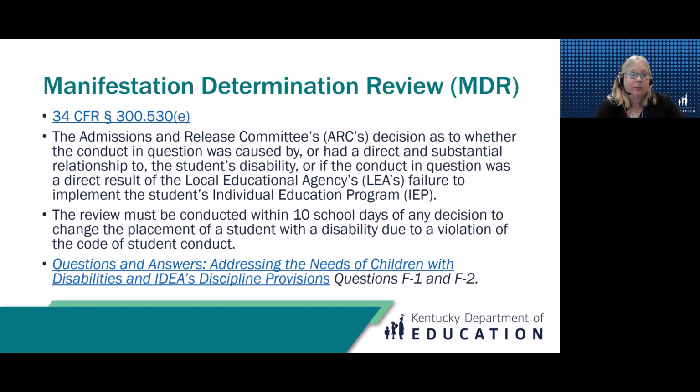A manifestation determination is required within 10 school days of any decision to change the placement of a student. And placement of a student is defined within these regulations and the question and answer link here. So these are things that you need to be aware of if you are removing students with disabilities. Next slide.